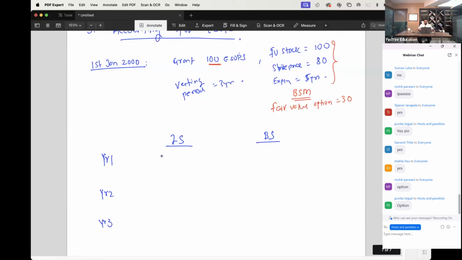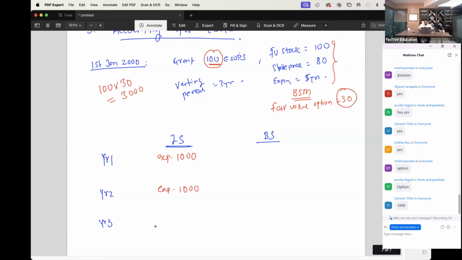All right, now observe carefully. What I'm going to do is figure out the total fair value of these ESOPs on the date of grant. Any subsequent change in the value does not matter. So fair value on the date of grant is 100 into 30. How much? 3000. Same. Income statement: year 1 expense 1000, year 2 expense 1000, year 3 expense 1000.